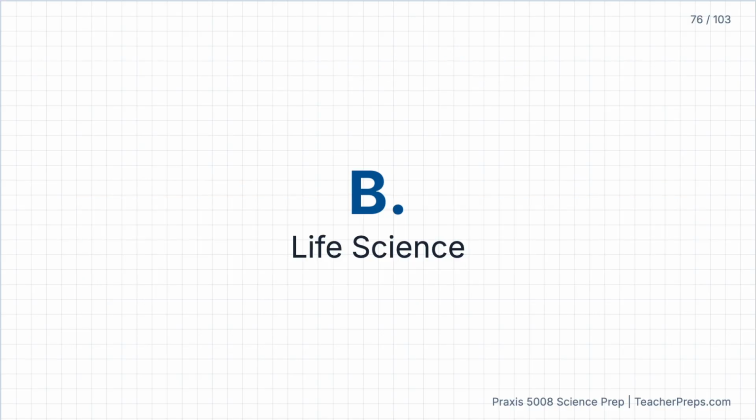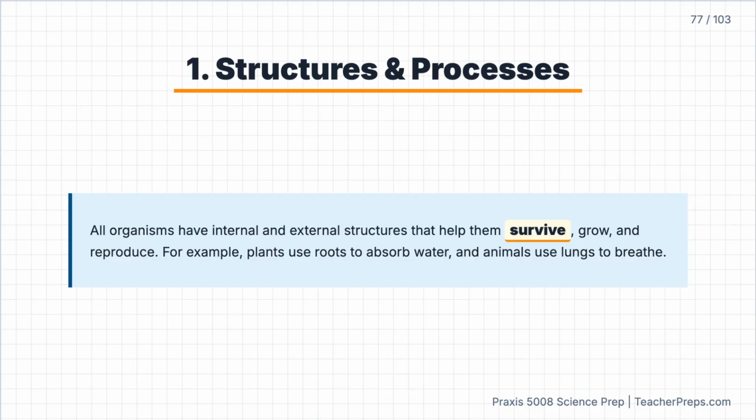All right, next up, we are moving into our second section, going from Earth and space science. You finished it. Give yourself a little pat on the back. On to life science. This is the study of living things. Let's get into it. First up, structures and processes. A core concept in biology is that structure determines function. So every part of an organism has a specific job that helps it to survive.